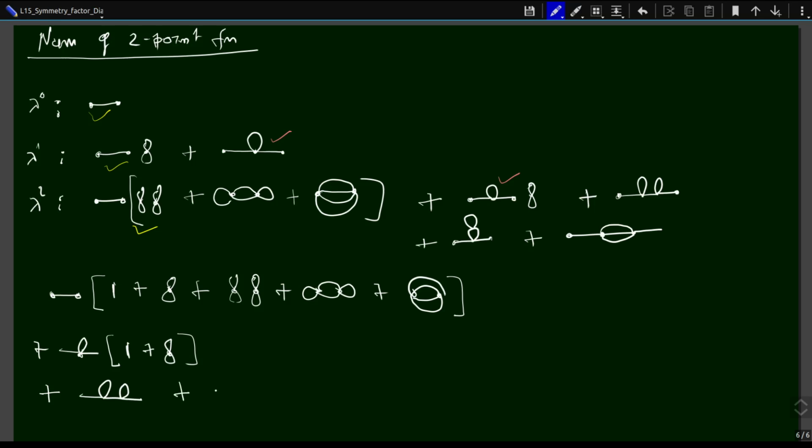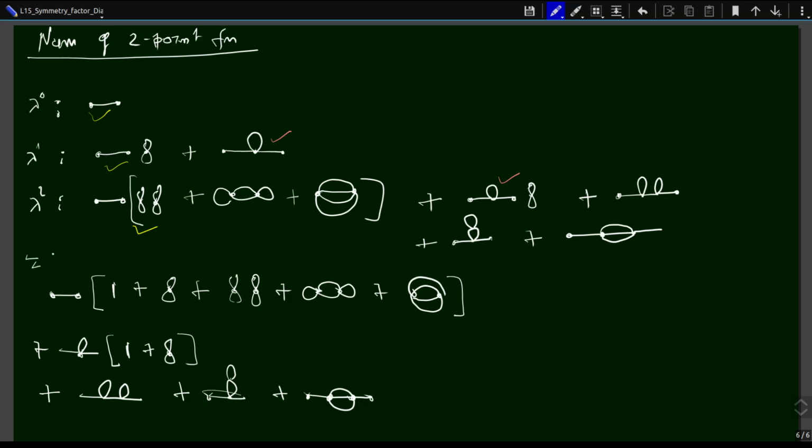plus and plus, okay. So these are the vertices. These are the various diagrams sitting in the numerator. The numerator is equal to this.